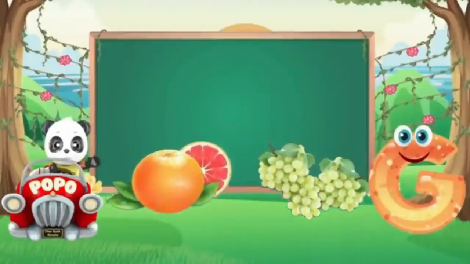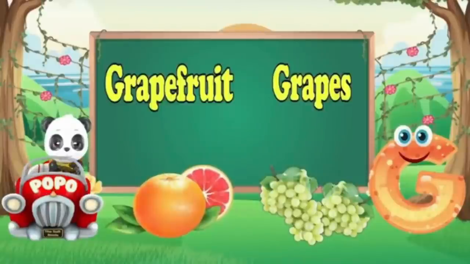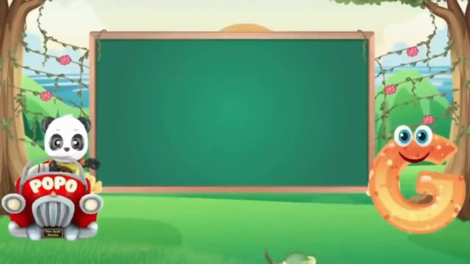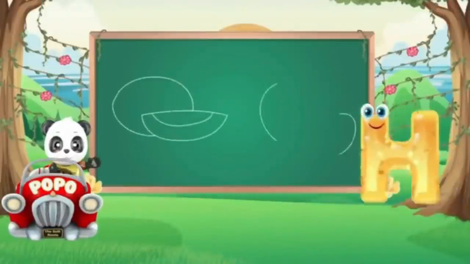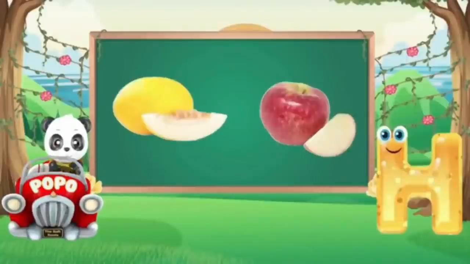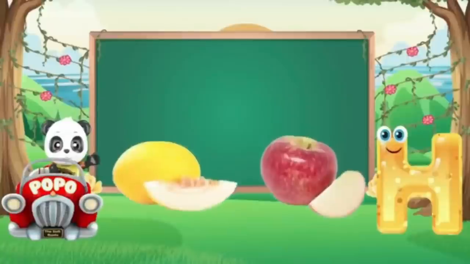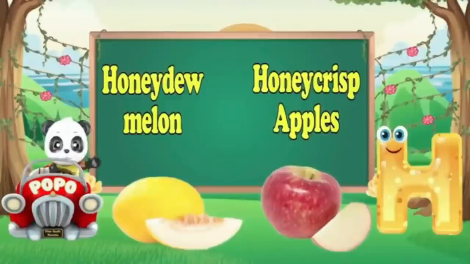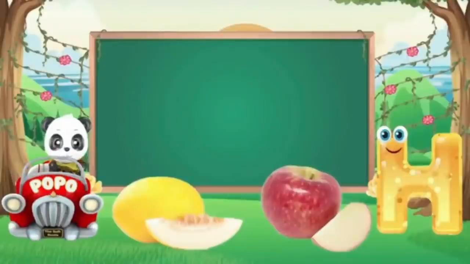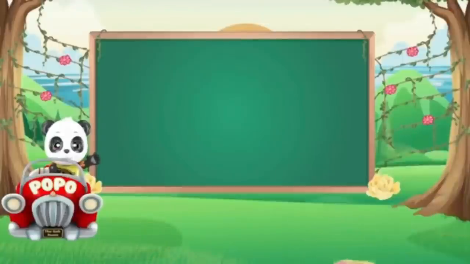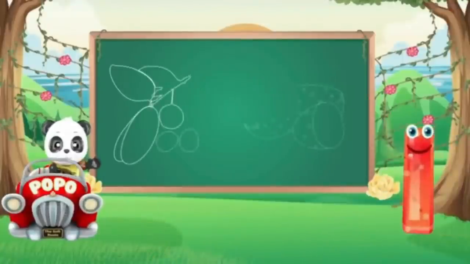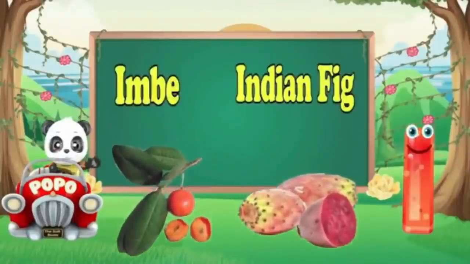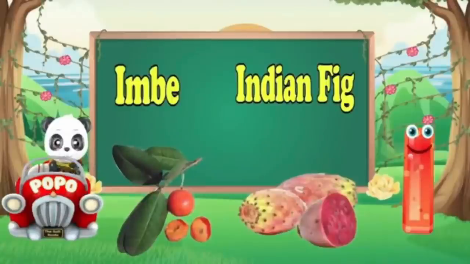G is for grapefruit. Grapefruit. G is for grapes. Grapes. H is for honeydew melon. Honeydew melon. H is for honeycrisp apples. Honeycrisp apples. I is for Indian fig. Indian fig.